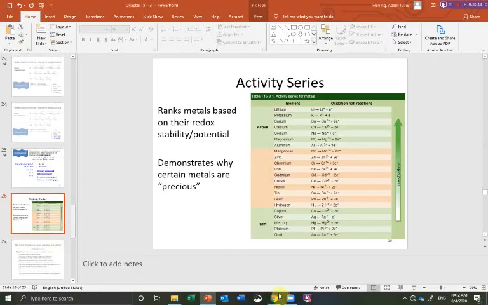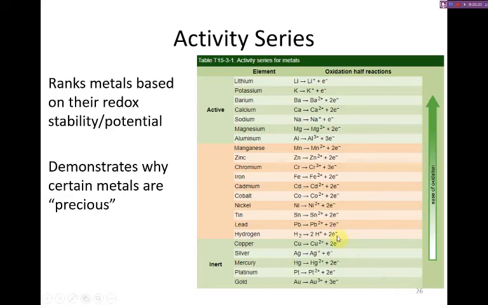Oops, we skipped ahead too far. The last thing to talk about here is what's called the activity series. The activity series ranks metals based on their redox stability or their potential. Notice that in all of these cases, we're writing them as oxidation half reactions. And what we see is that as we go up the scale, it's easier to oxidize. So in other words, these processes up above are favorable, and these are not favorable.